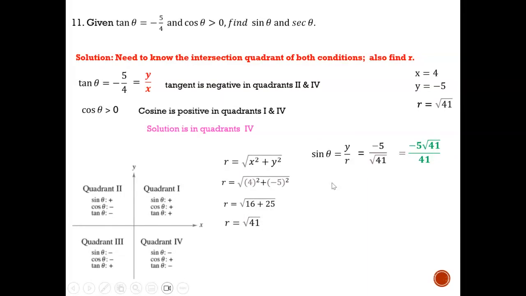And for the secant, we know that the secant and the cosine are reciprocals. So if the cosine is x over r, then my secant will be r over x. So my r is the square root of 41, and my x is 4. That's my solution, guys. So these are my answers. And I believe students struggle with these types of problems because they don't understand where tangent is negative and positive. I believe that's what the issue is. But hopefully, the way I explained it will make a little bit more sense.